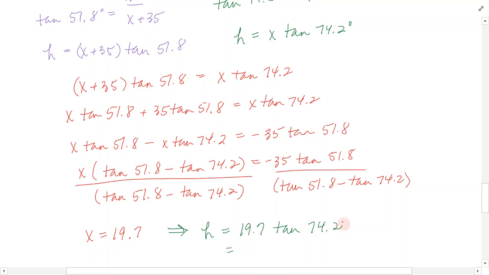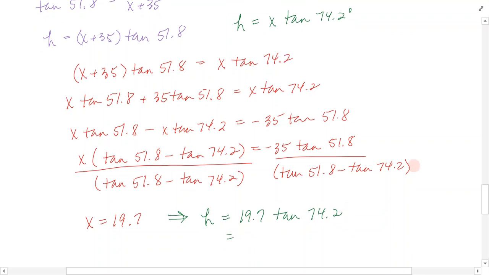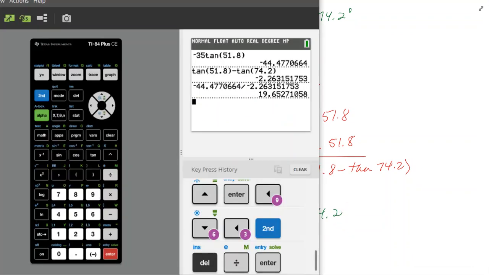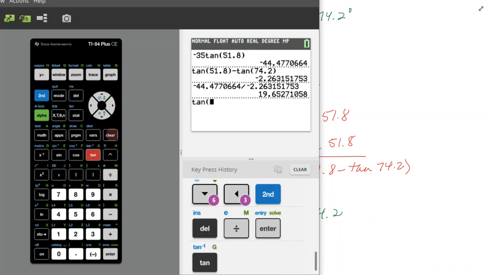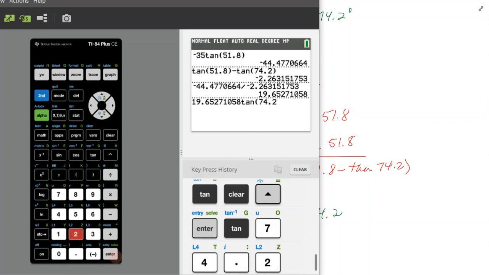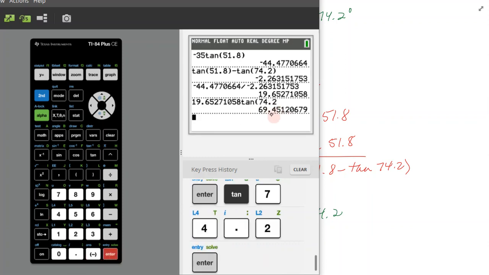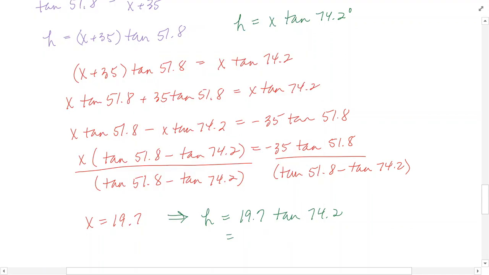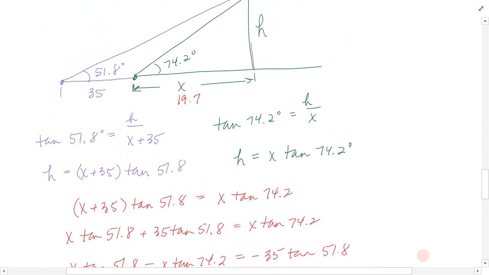When we plug that into the calculator, we take 19.7 times the tangent of 74.2, and we get a height of the building being 69.5. So 69.5 feet is what we determined the height of the building was.